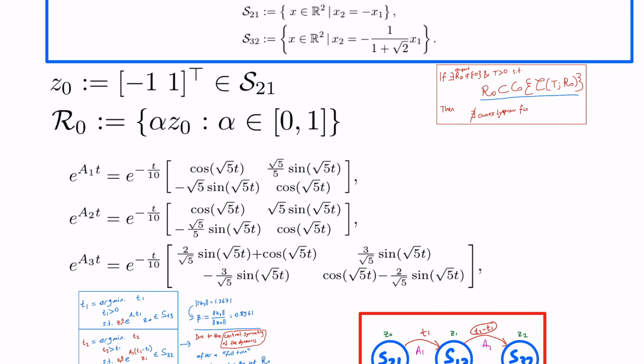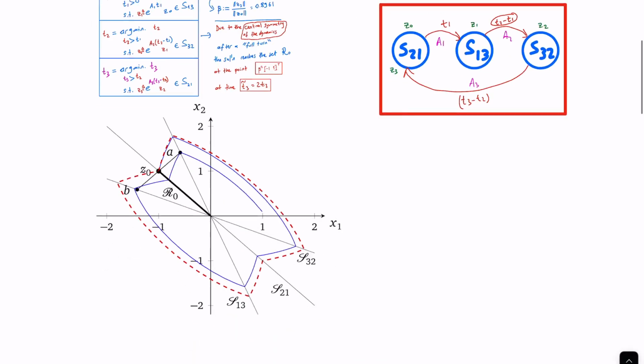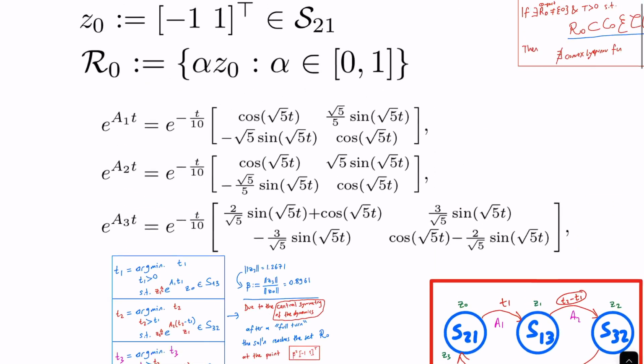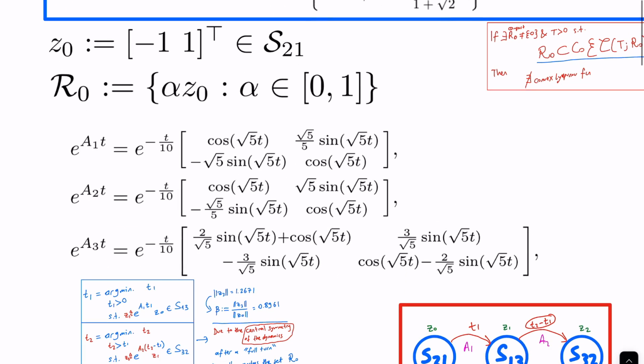And then to illustrate, since this is a two-dimensional system, we will show what that is. This point is z0, and this set that I'm doing a good job of drawing is R0. So we are done with those definitions.